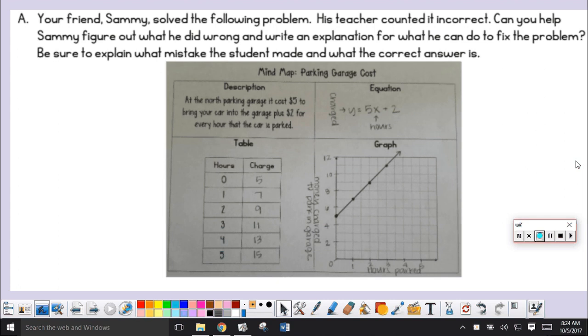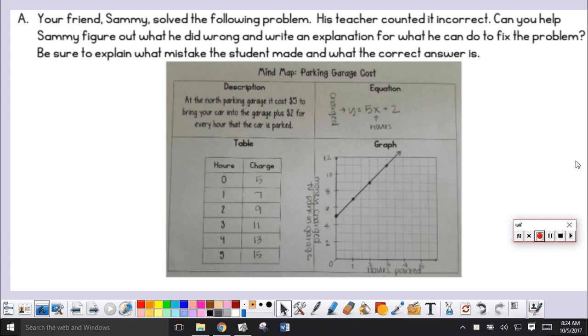The mind map is for parking garage costs. Remember we did a mind map in class for the plumbing, and you had the walk-in fee and then how much they would cost per hour. Well, now we're looking at a parking garage. And it says, at the north parking garage, it costs $5 to bring your car into the garage, plus $2 for every hour that the car is parked.